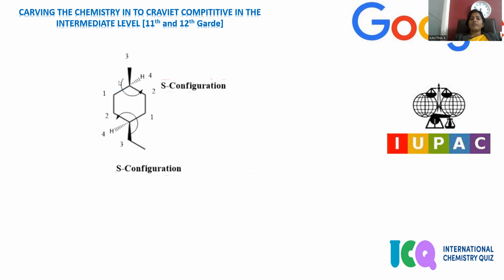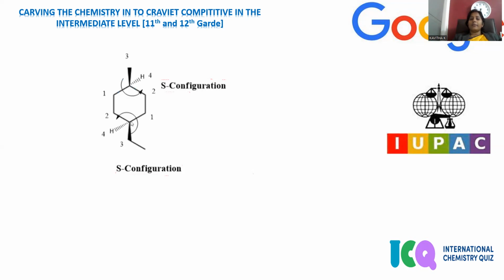So if we are moving from first to second to third in this manner, it is moving in an anti-clockwise rotation. Anti-clockwise is also known as counter-clockwise. Counter-clockwise rotation is designated as S configuration. S is for sinister. RS notation is also called absolute configuration. Anti-clockwise is always designated as S configuration. If the 4th priority is already at the back, whatever rotation we have is directly assigned as the configuration. It is anti-clockwise, so S configuration.